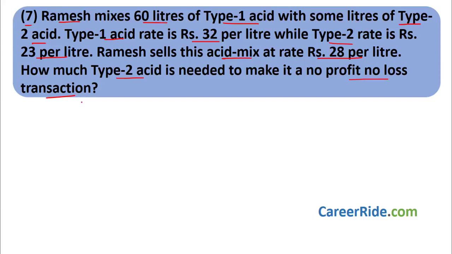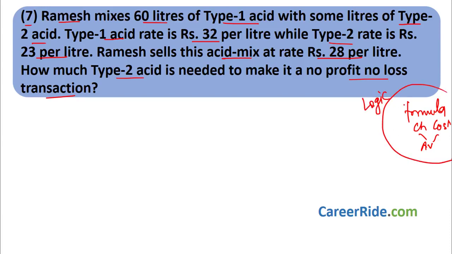Now over here we can definitely use the formula or the trick which we have seen. What is it? The cheap and the costly trick, but you already know this trick. Let us solve this sum in a different way using simple logic. Say if you forget the formula or the trick in exam, let us see how we can solve this sum using normal logic. Now what does Ramesh do? He takes type 1 acid and type 2 acid.